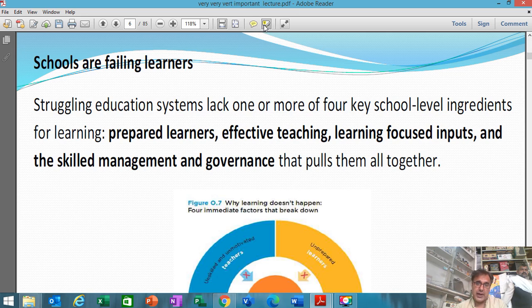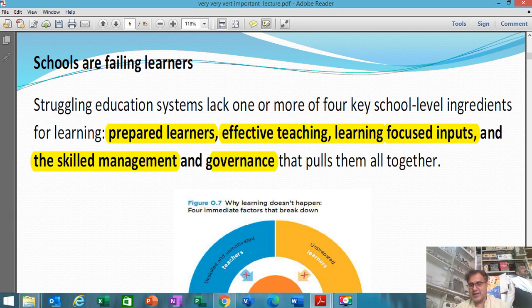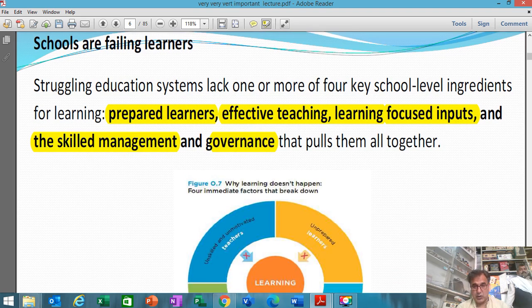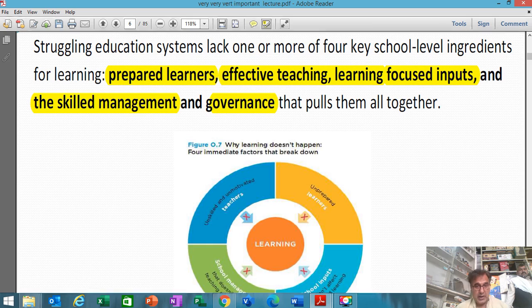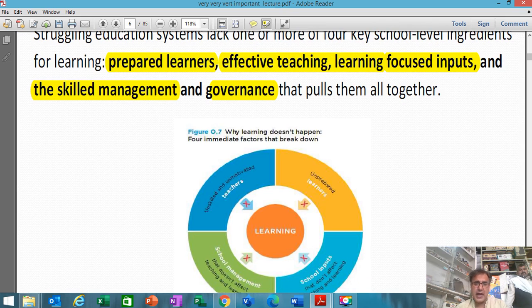Just look at that: prepared learners, effective teaching, learning focused inputs, and skillful management and governance that pulls them all together. We do not have these things in schools and colleges, and that is why effective learning doesn't happen. Four immediate factors break down learning.